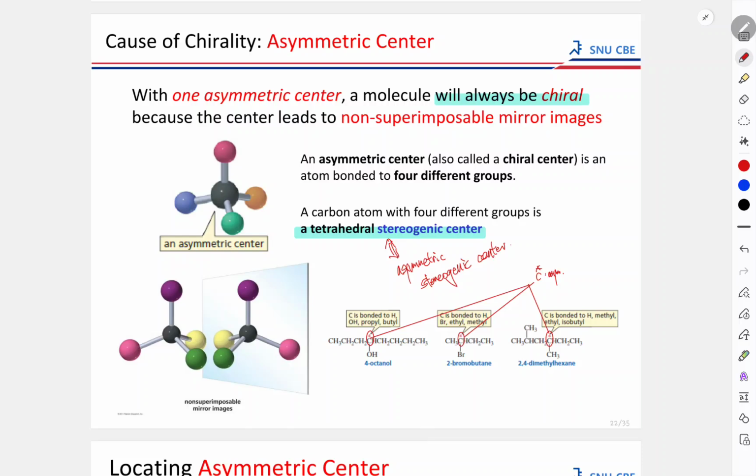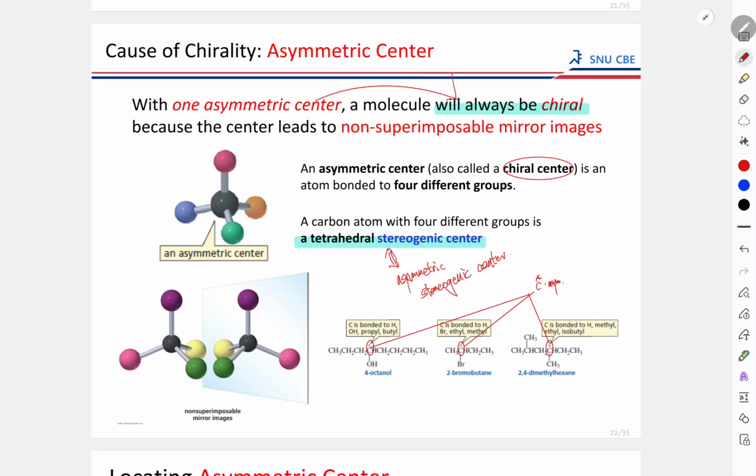And you can define here the asymmetric center, also called the chiral center, right? An atom bonded to 4 different groups. So if you can identify a carbon that has 4 different substituents around the central position, then this central position is called an asymmetric center. And if your molecule has one single asymmetric center within the structure, then that molecule will always be chiral, right? But if your molecule has 2 or multiple asymmetric centers, then you have to think a little bit further. Okay.